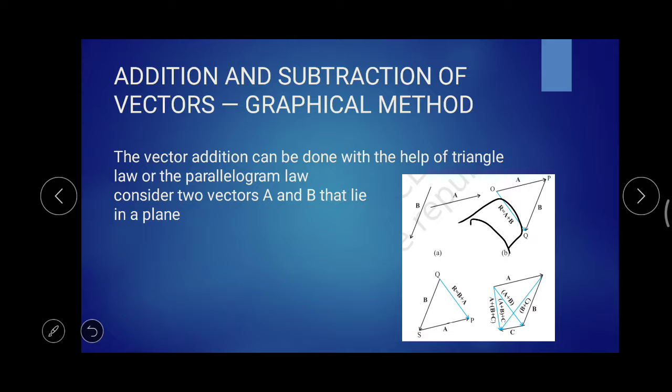And as well, if you are considering this figure, if you are considering B as the first vector, the head of B will be connected to the tail of A, and from the head of A to the tail of B we join the line. Then you will get the value B plus A, the vector summation B plus A, where R is equal to B plus A.